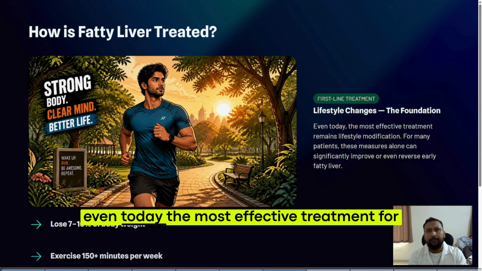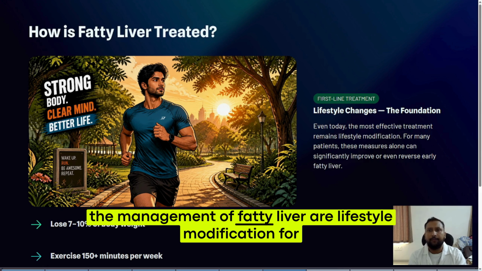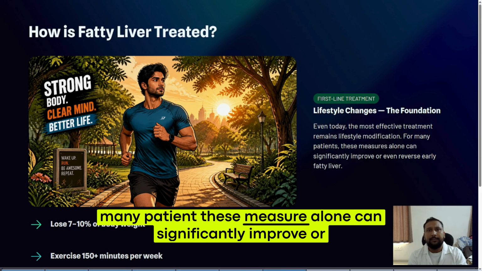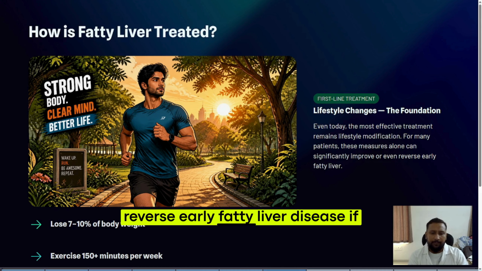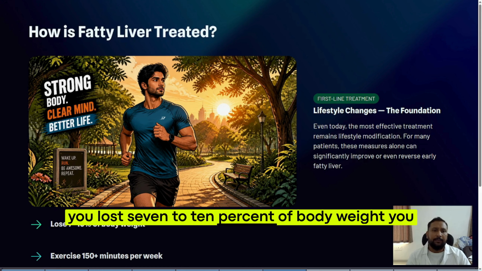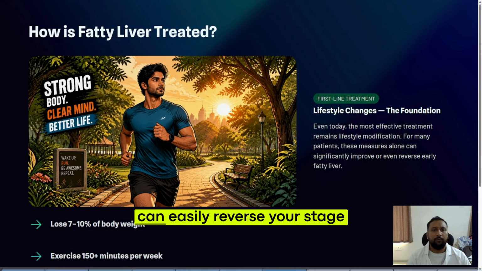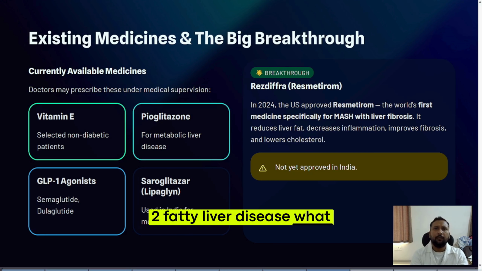Even today, the most effective treatment for the management of fatty liver is lifestyle modification. For many patients, these measures alone can significantly improve or reverse early fatty liver disease. If you lose 7 to 10% of body weight, you can easily reverse your stage 2 fatty liver disease.